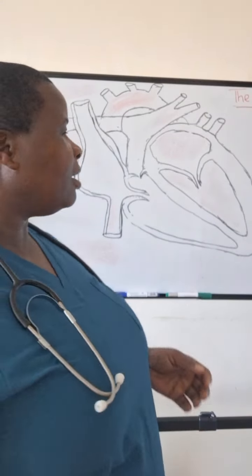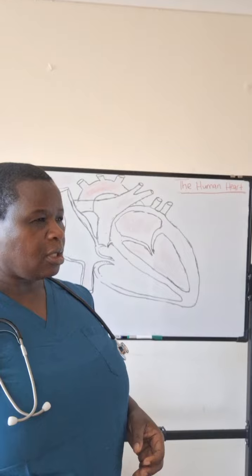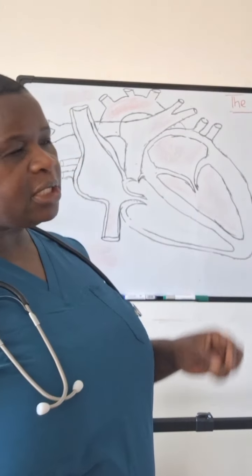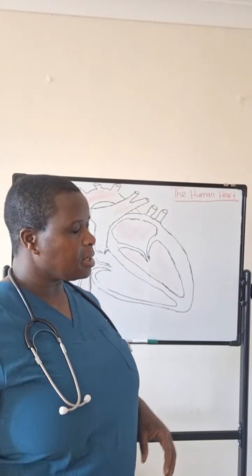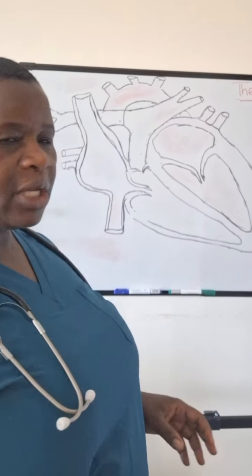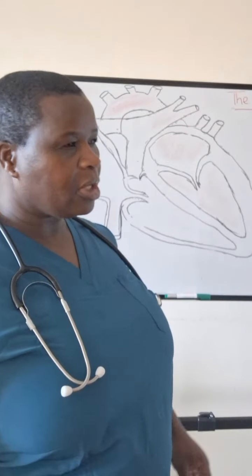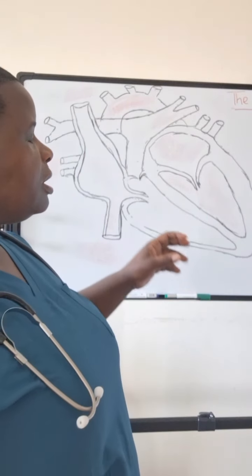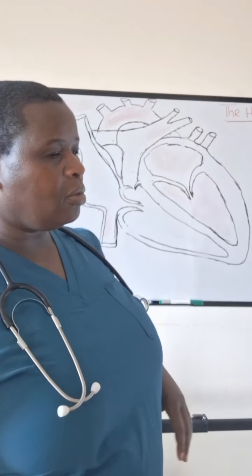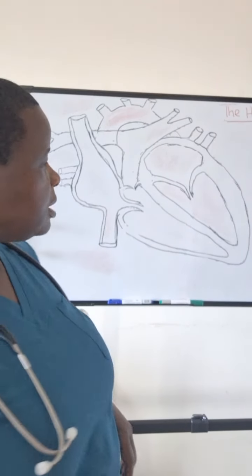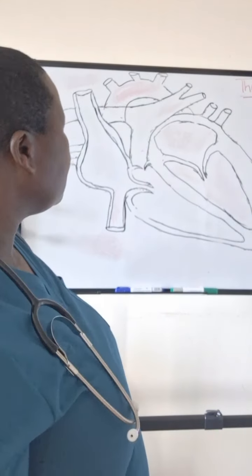The heart is a hollow muscular organ of the body, which is one of the vital organs of the body, which is responsible for pumping blood and nutrients to the rest of the body through the circulatory system, and also it brings back waste products of metabolism for excretion, for example, carbon dioxide.